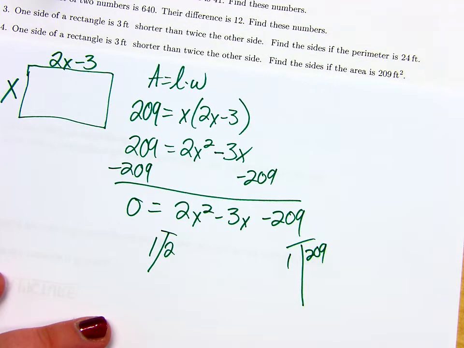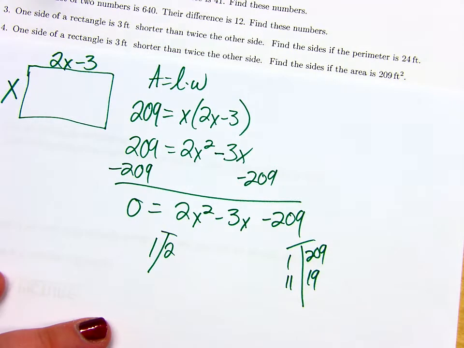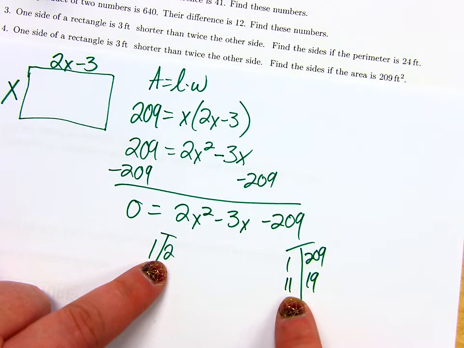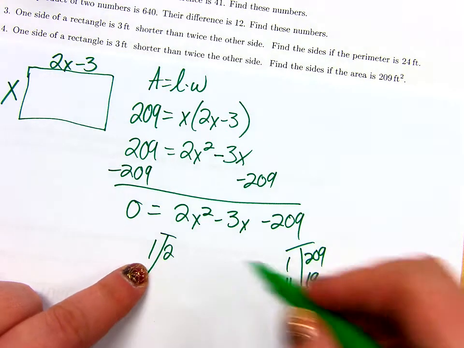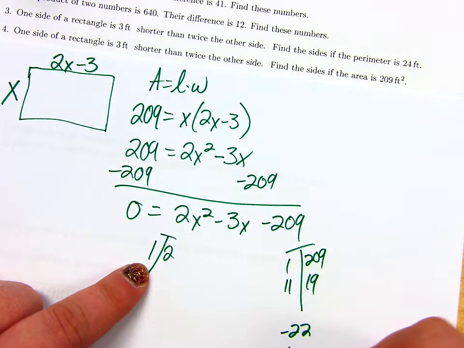3 does not go in. 4 does not. 5 does not. 6 doesn't. Maybe 7? Nope. 8, I'd have to check it. 9 does not. 10, 11, maybe. 11 and 19. So let's see, can I get a pair? 22, yep, there it is, 22 and 19. So it didn't take me that long. So, a negative 22 and a positive 19.